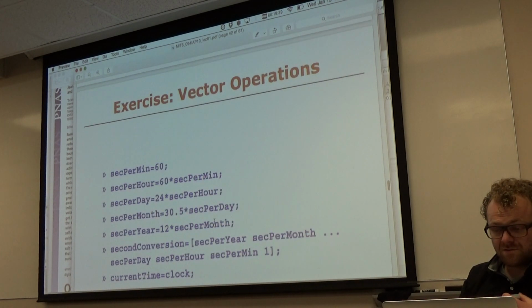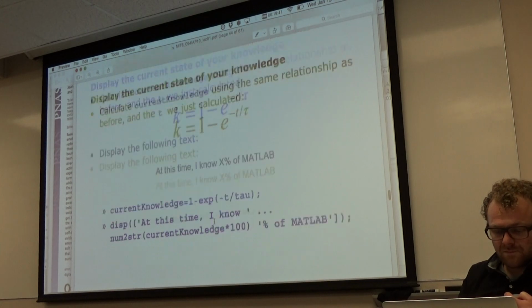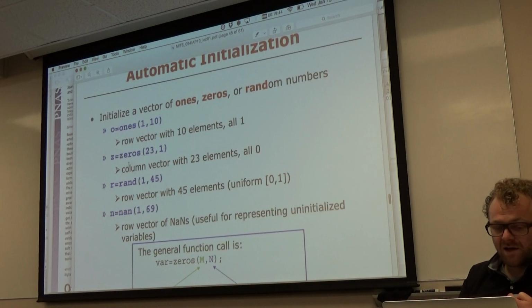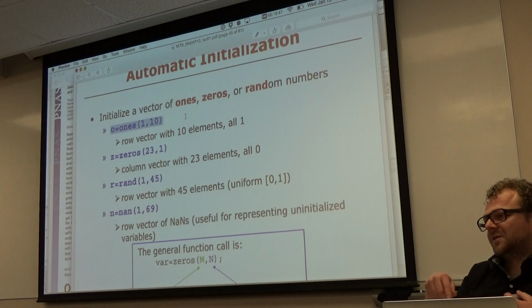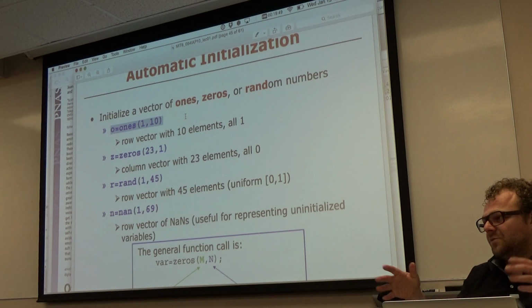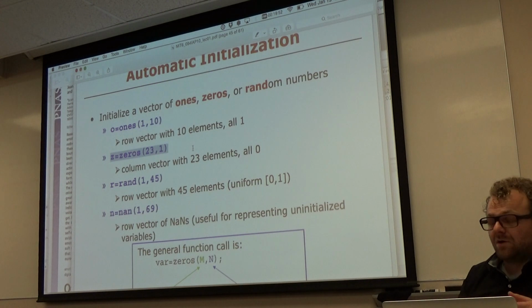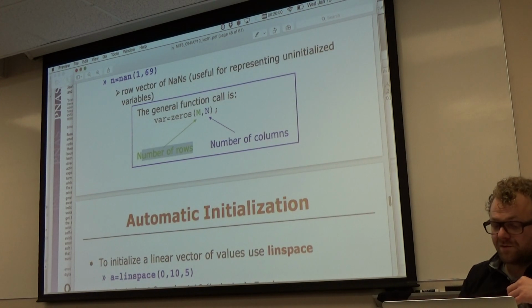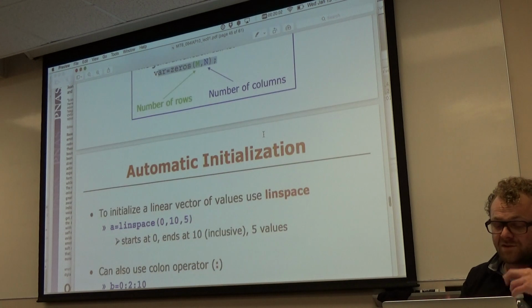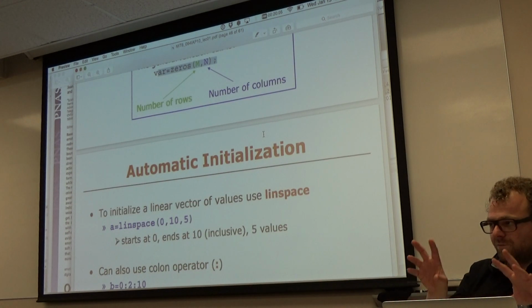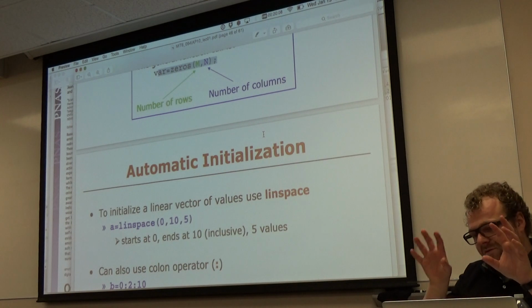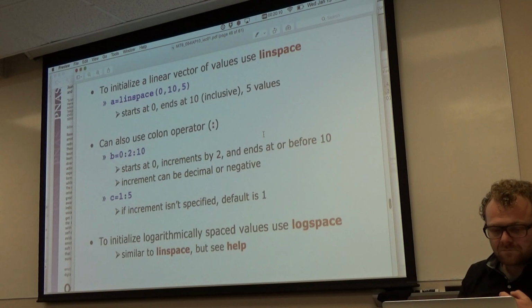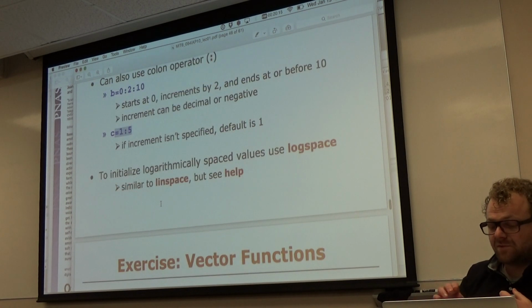Vector operations. Yeah, so you can create variables. You can initialize a variable or a matrix using ones or zeros, random numbers. Or you can do that. So this is number of rows, number of columns. It's very important. Everything in Matlab always uses number of rows, number of columns. You can use linspace, but you can also just use this notation to step between numbers.